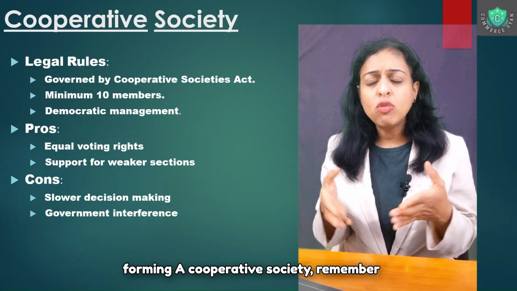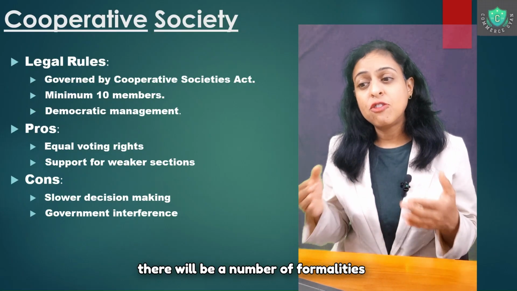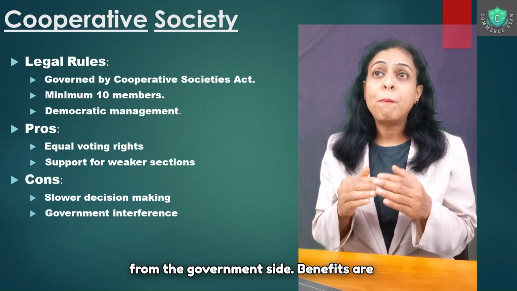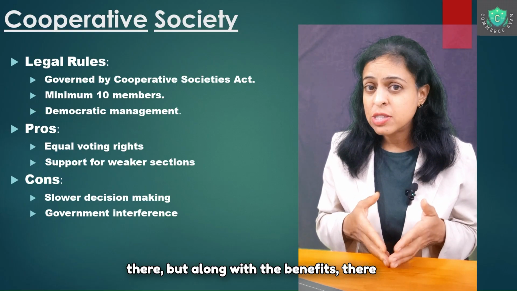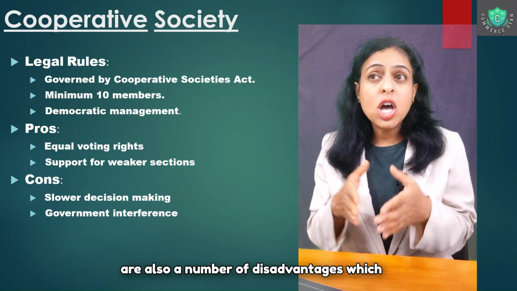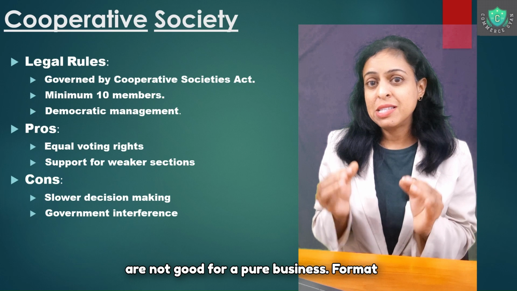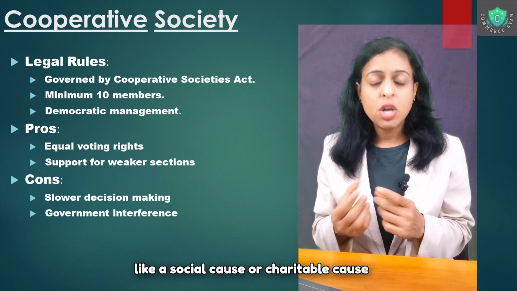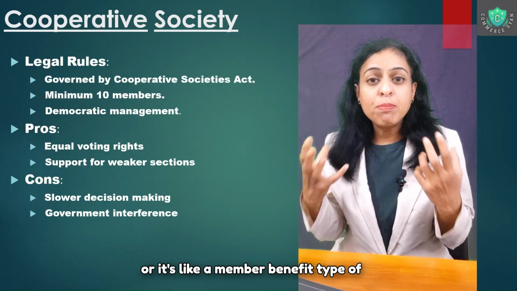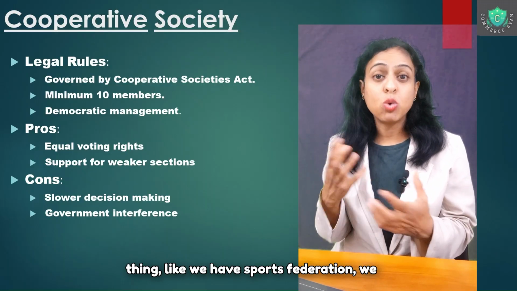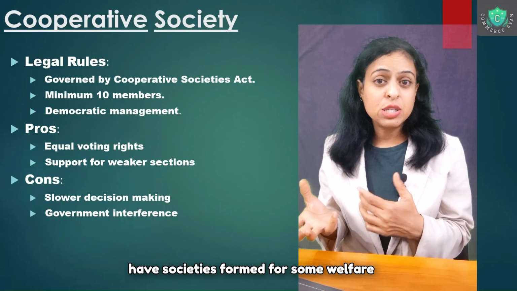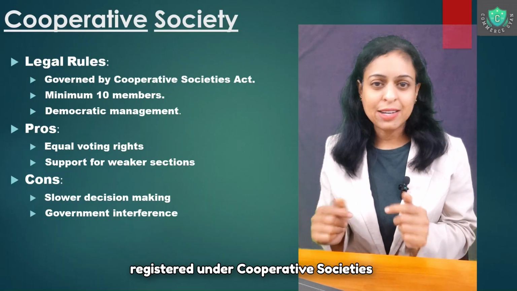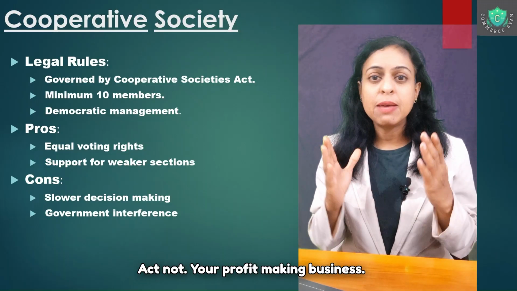So, if you're forming a cooperative society, remember there will be a number of formalities and intervention from the government side. Benefits are there, but along with the benefits, there are also a number of disadvantages which are not good for a pure business format. So, if you want to do something which is like a social cause, a charitable cause, or a member benefit type of thing, like we have sports federations, we have societies formed for some welfare activities, all those can be registered under the Cooperative Societies Act, not pure profit making business.